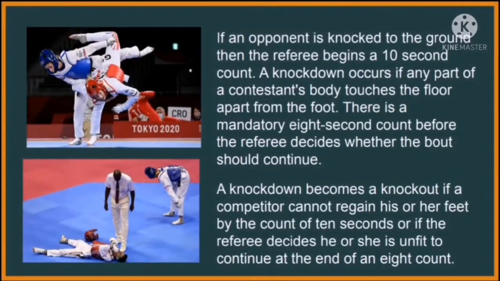If an opponent is knocked to the ground, then the referee begins a 10-second count. A knockdown occurs if any part of the contestant's body touches the floor apart from the foot. There is a mandatory 8-second count before the referee decides whether the bout should continue. A knockdown becomes a knockout if a competitor cannot regain his or her feet by the count of 10 seconds, or if the referee decides he or she is unfit to continue at the end of an 8 count.